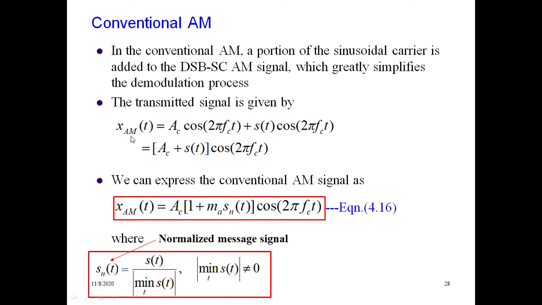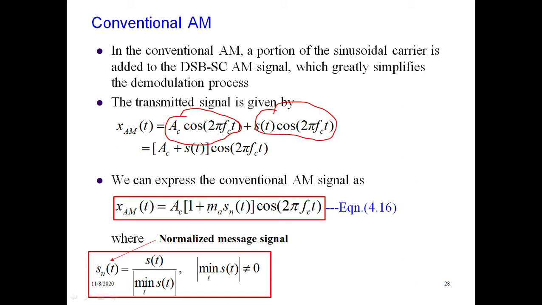We can measure the conventional AM by multiplying. Just now, this is the DSBSC part, and this is the additional carrier part. So this is the difference between the DSBSC and conventional AM. When we simplify this equation, it will become AC plus s(t) multiplied by cos 2 pi fc t.